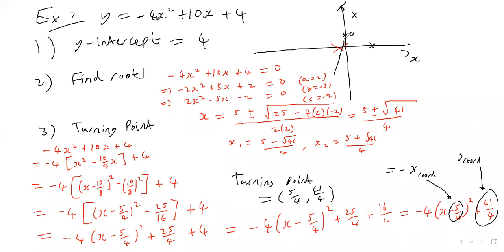So that's how we would sketch this example. Hopefully that all makes sense. It's just a case of finding the y-intercept, finding the roots, finding the turning point, and we can use completing the square, or also differentiation too, if you're aware of that technique. And then we can just plug in the numbers that we need and sketch the graph like so.